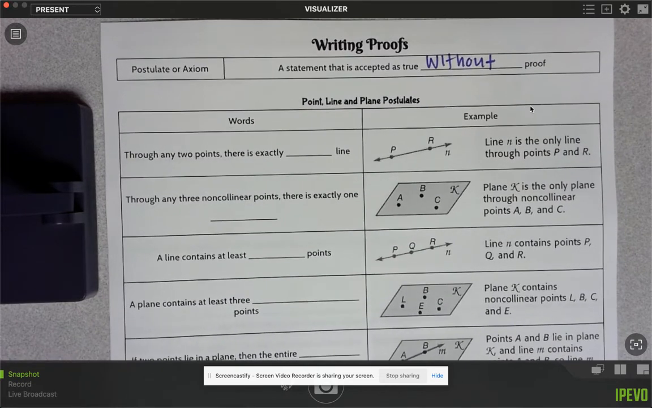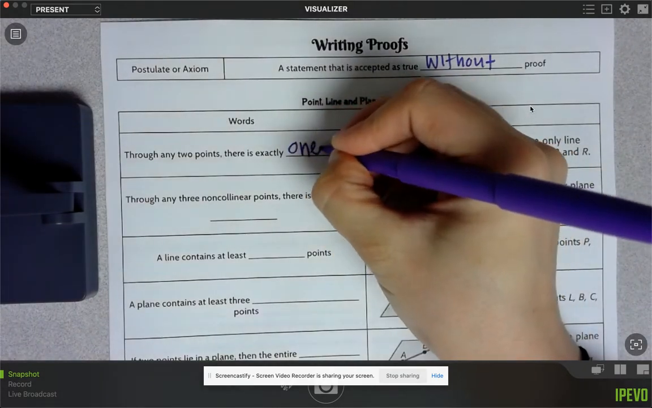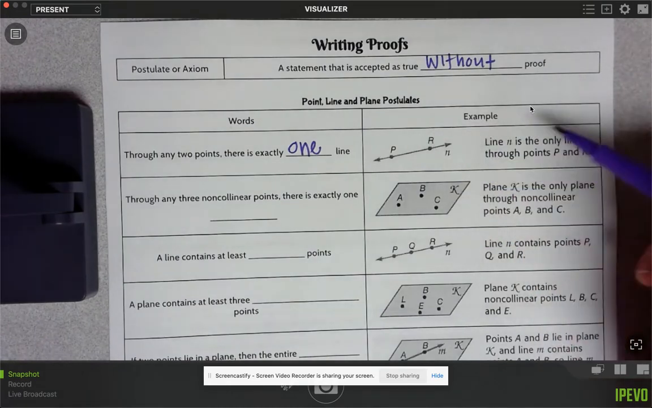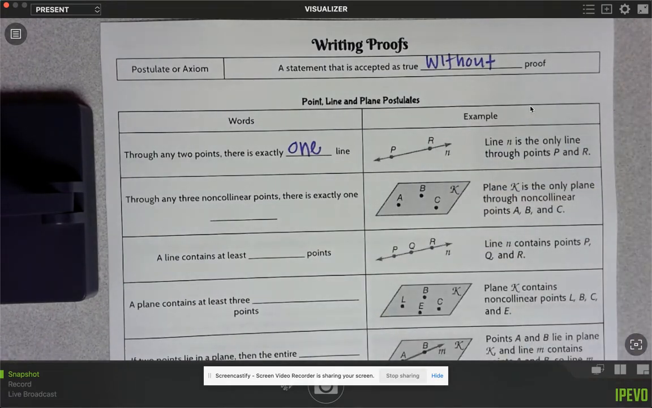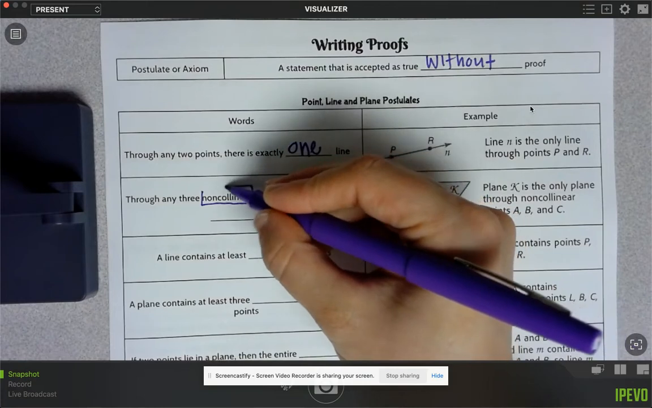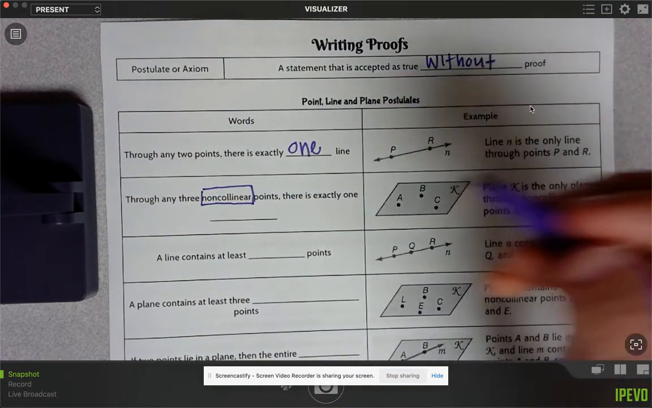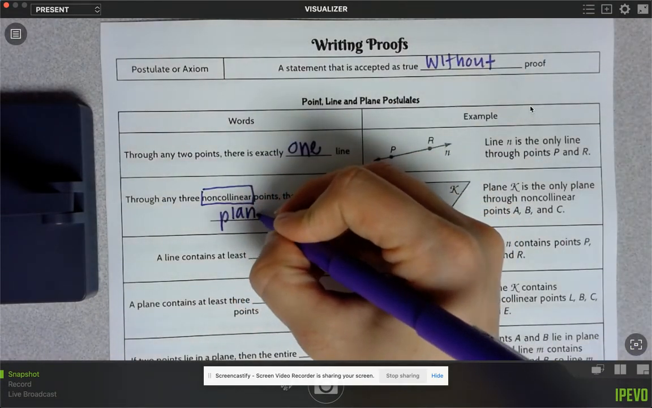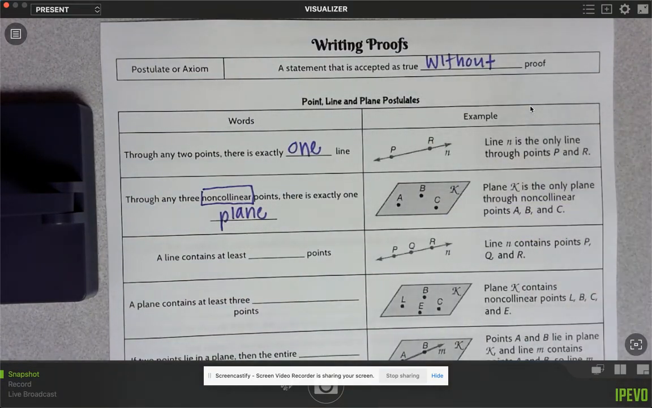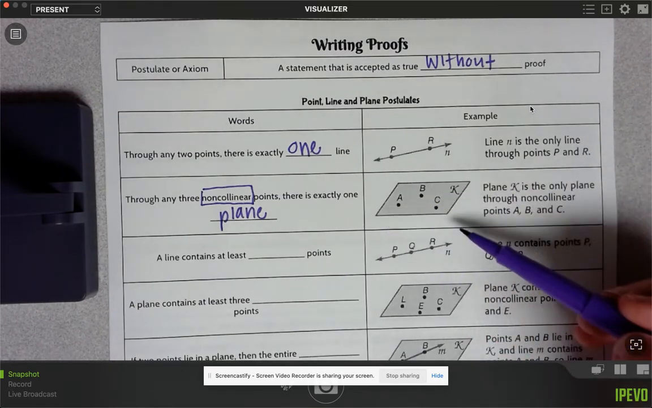Through any 2 points, there is exactly one line. Our picture is describing that for us. I have 2 points here, P and R, and I can draw a line through them. Through any 2 points, there's one line that can be made. Through any 3 non-collinear points, they have to be non-collinear, there's exactly one plane. In our picture here, we have 3 points, A, B, and C, and they form plane K. Do you guys agree that we can't draw a straight line through any of those points because they're non-collinear?